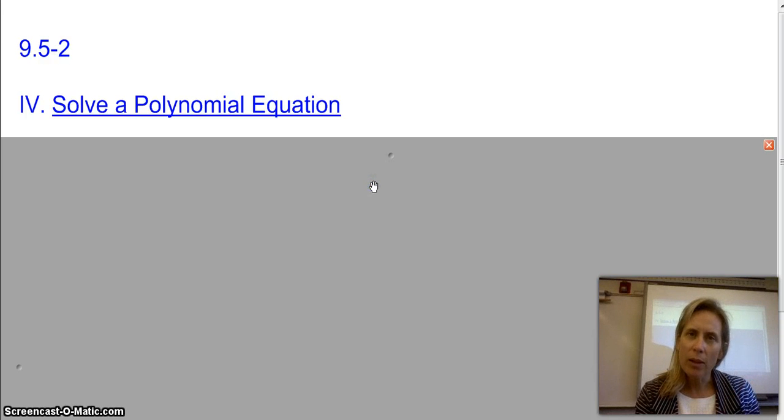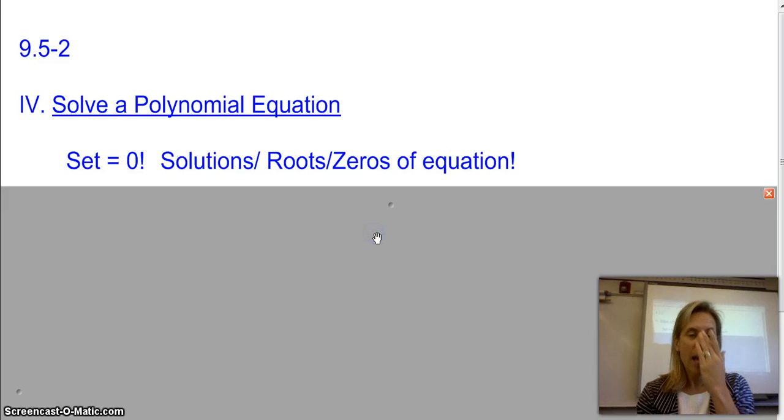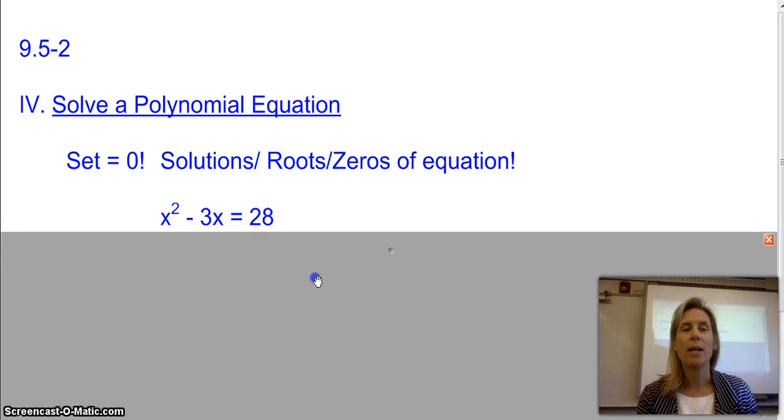So if you're solving a polynomial equation, you're finding the solutions, right? The values that would make the statement true. We also know that the equation needs to be set equal to 0, right? And solutions are synonymous with roots and the zeros of the equation. So I could ask you to find the zeros of the equation. You would set the equation equal to 0 and find the solutions, right? Also called the roots. Okay, so here we have our first equation, x squared minus 3x equals 28.